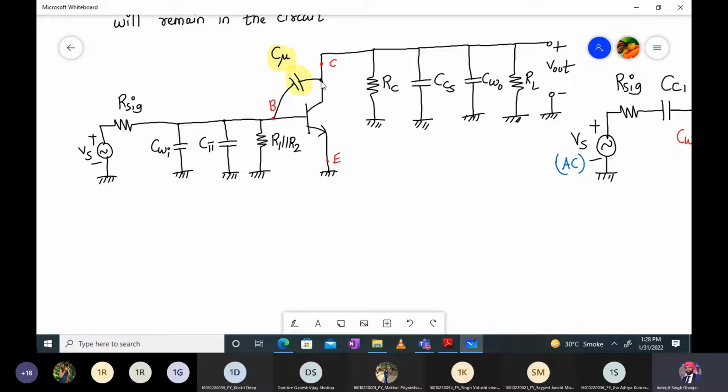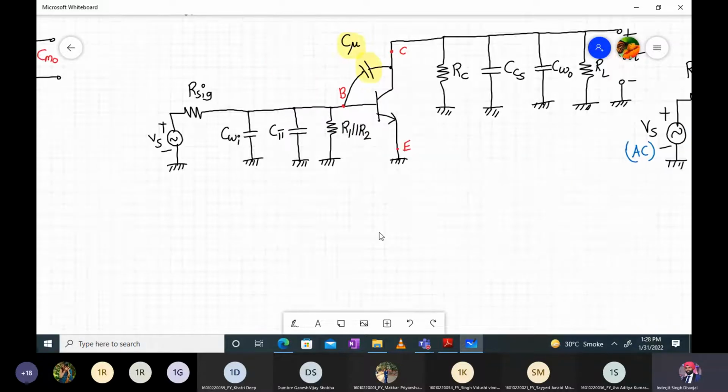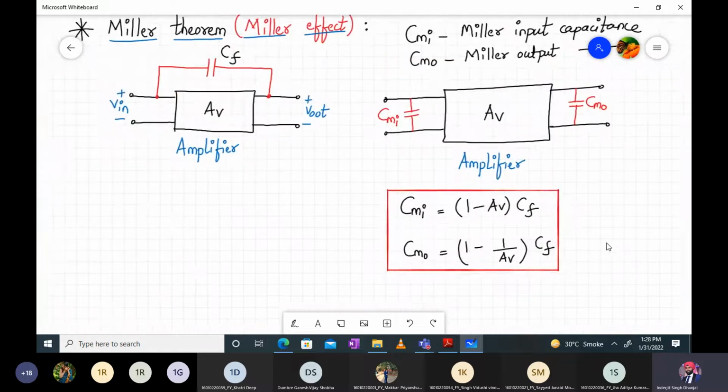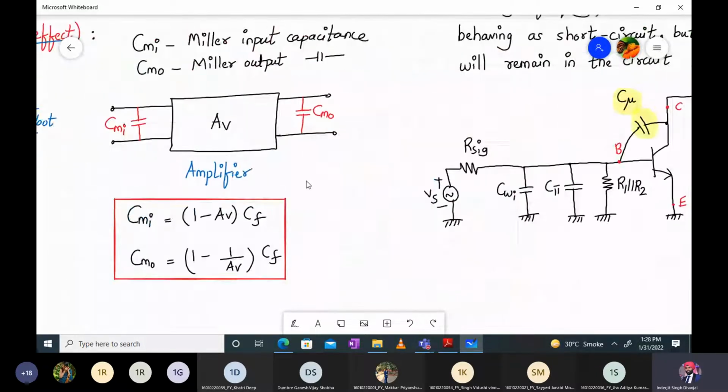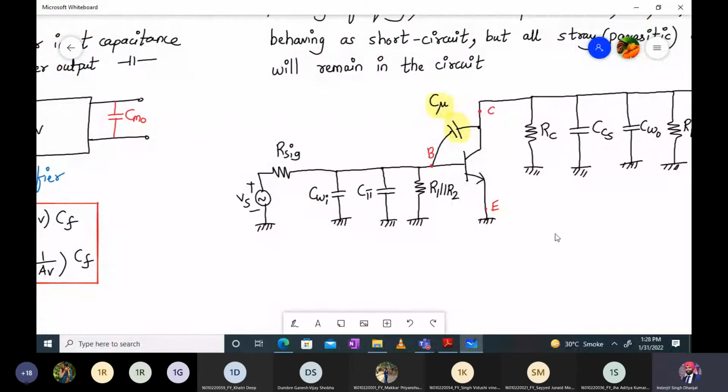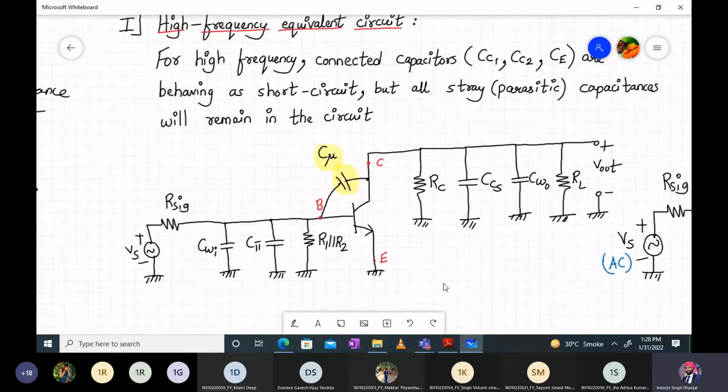Anyone with a solution? We have seen this situation before, right? We have an amplifier network and we have a feedback capacitor. But that feedback capacitor can be split up into the input and the output capacitances, because analyzing such a circuit will be quite complex. So what is the next step?